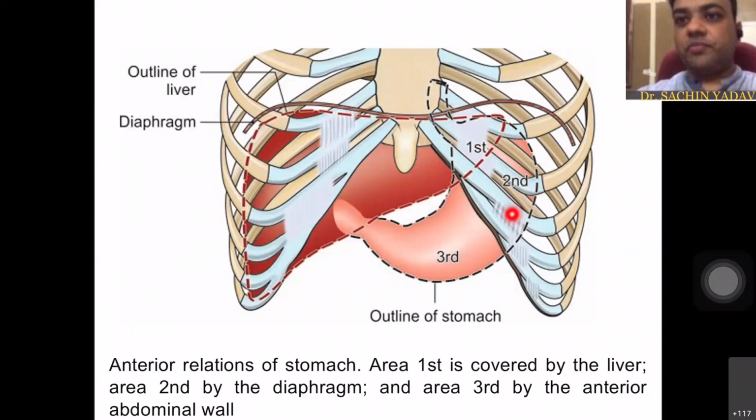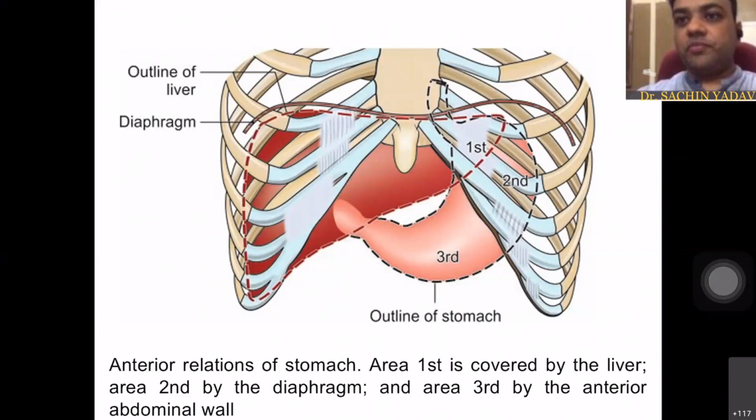And then there is the third part here. It is already mentioned here. There is another part beyond the costal cartilage. The lower part is in relation to the anterior abdominal wall. And again you can see here the pyloric end will come into relation with the right lobe of the liver along with the pyloric sphincter.